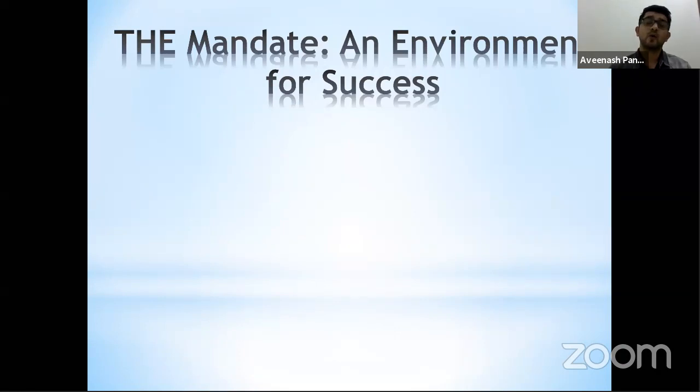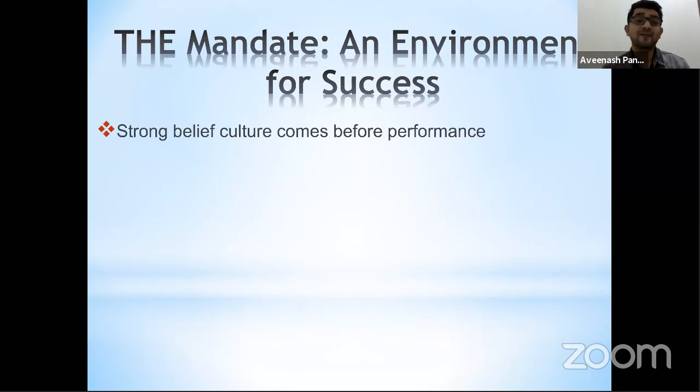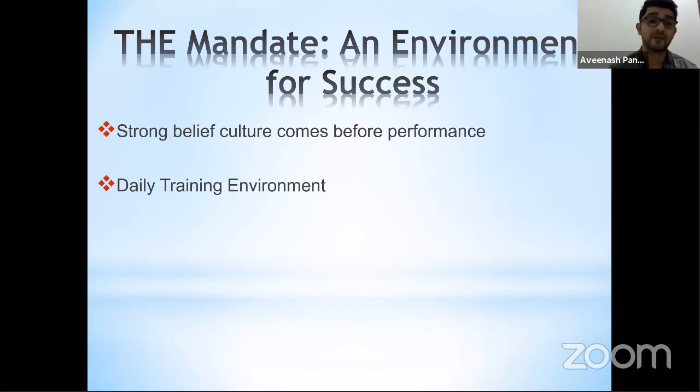Now the mandate. What was that mandate that we had? I'm going to take you through that now, leading up to how we developed it. It was first of all an environment for success. We have to have a strong belief culture that has to come first, before we could realize any performance. If we had a strong belief culture, the rest will follow. The daily training environment, how we plan our periodization, how we plan the food, how we plan the training. This was of key importance as well.